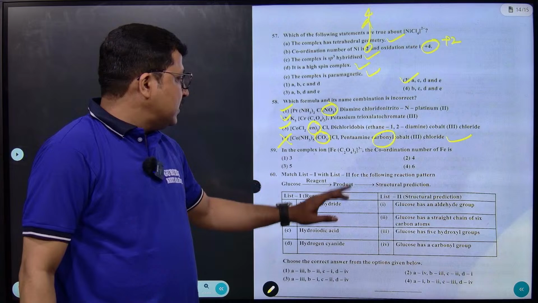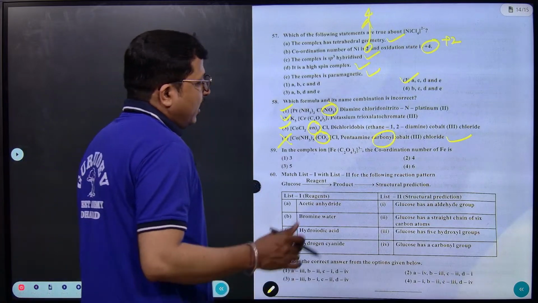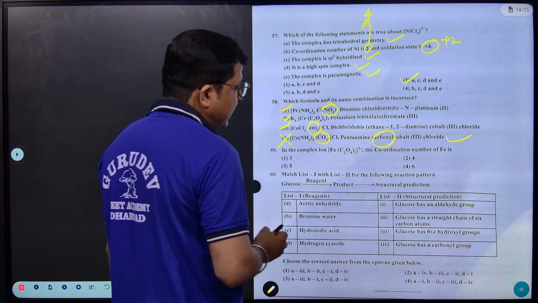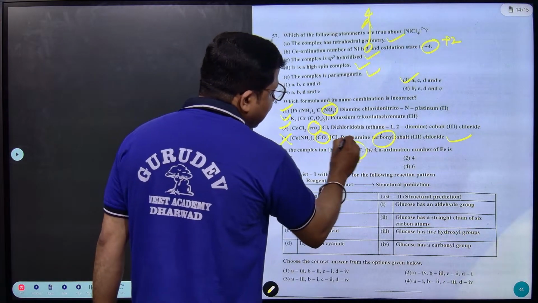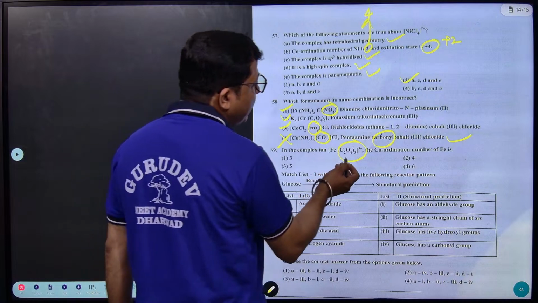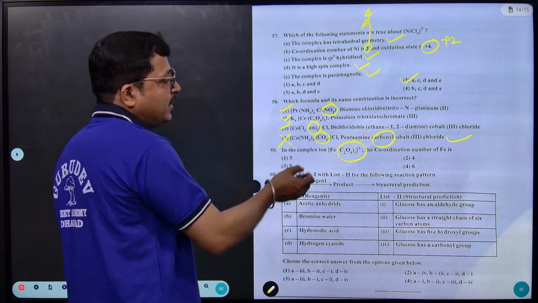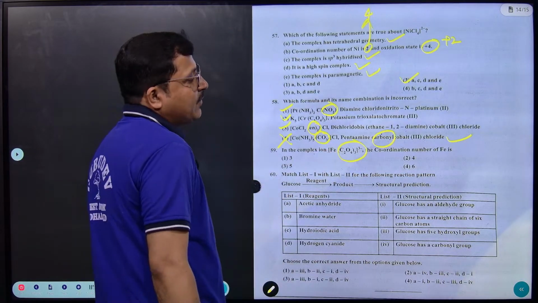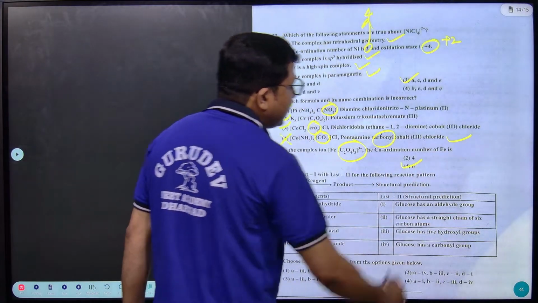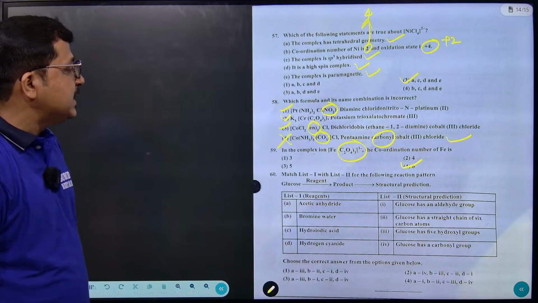In the complex Fe(C2O4)3, the coordination number of Fe is, oxalato is a bidentate ligand, hence it coordinates with 2 donor sites, and 3 oxalates together form 2 times 3, that is 6 ligating atoms, hence the coordination number of the central metal atom is 6.